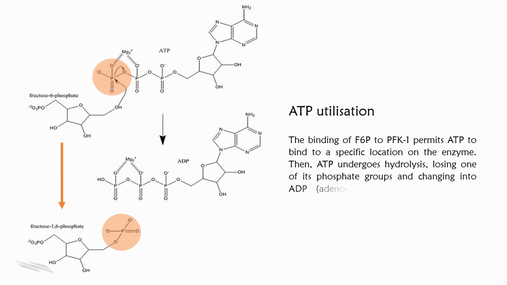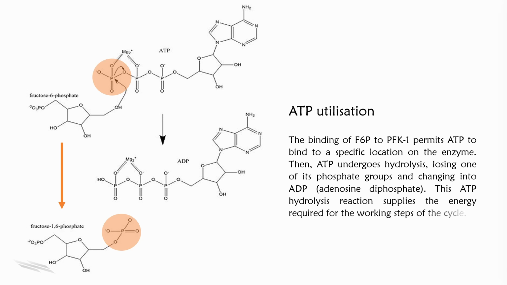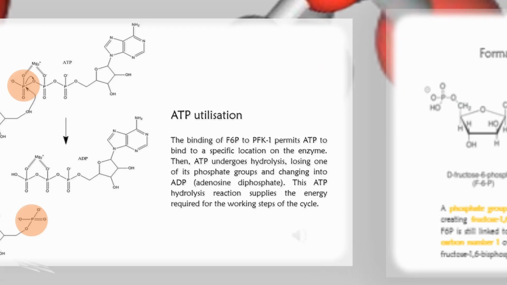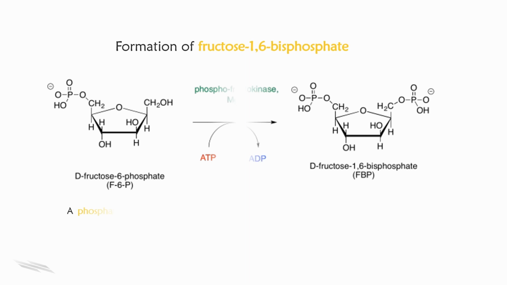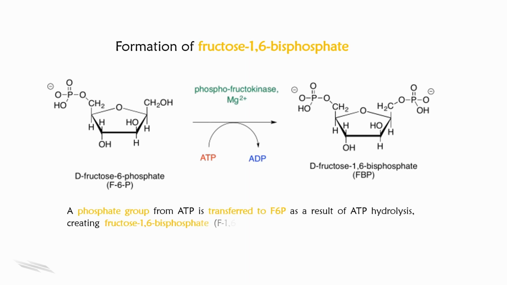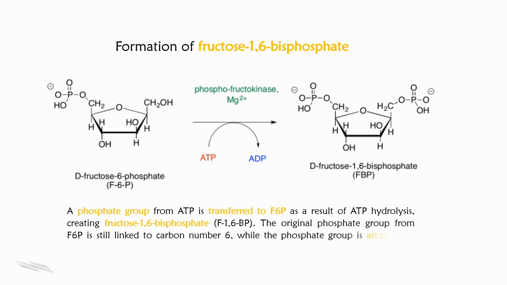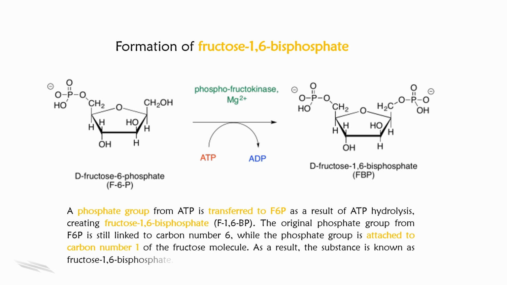Then, ATP undergoes hydrolysis, losing one of its phosphate groups and changing into ADP. This ATP hydrolysis reaction supplies the energy required for the working steps of the cycle. Formation of fructose 1,6-bisphosphate. A phosphate group from ATP is transferred to F6P as a result of ATP hydrolysis, creating fructose 1,6-bisphosphate. The original phosphate group from F6P is still linked to carbon number 6, while the new phosphate group is attached to carbon number 1 of the fructose molecule. As a result, the substance is known as fructose 1,6-bisphosphate.